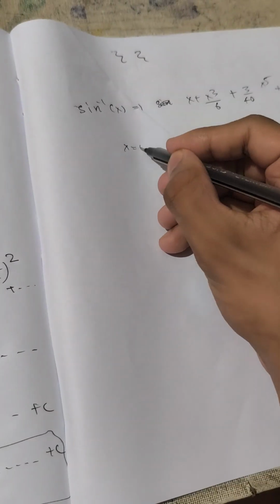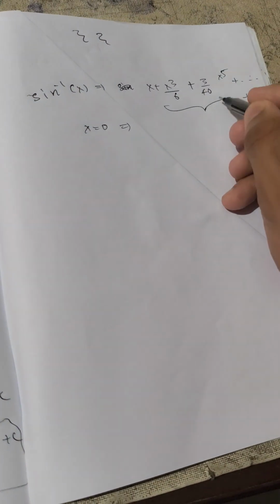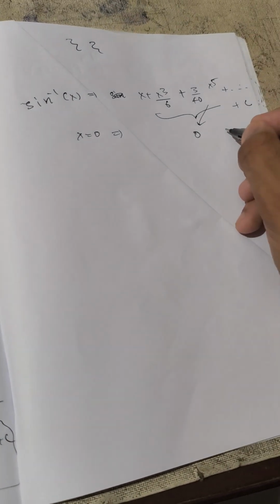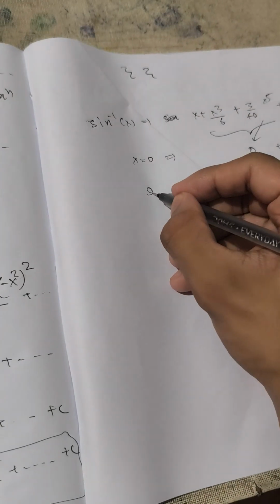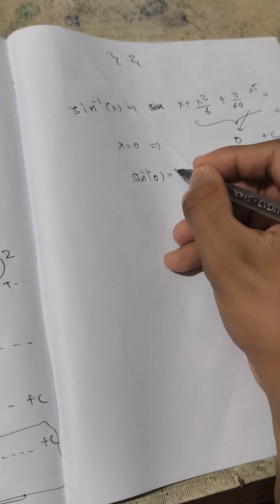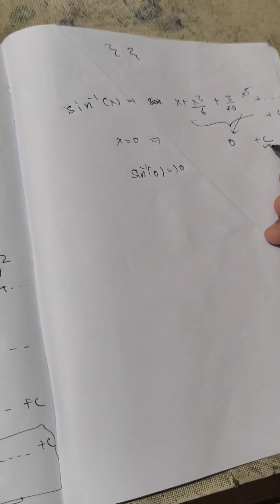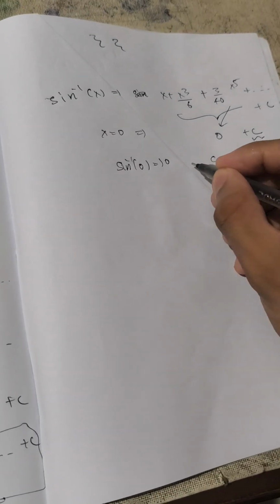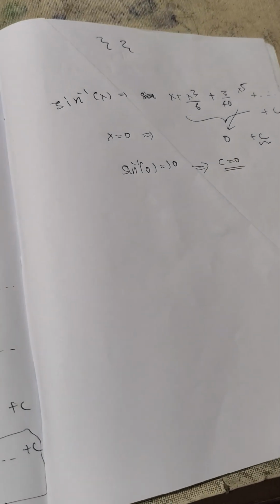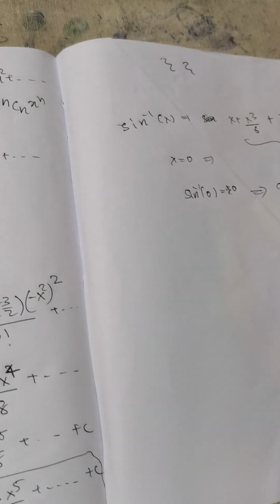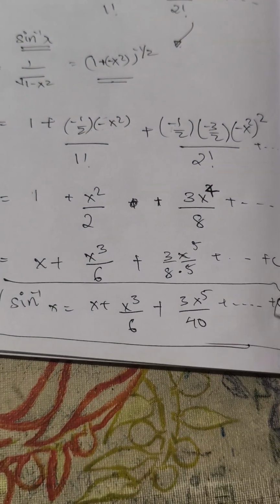If you put x equal to 0, this implies this whole thing becomes 0. And then you have plus c. Now we know sine inverse of 0 is 0. So that means this constant of integration is also 0. Okay? So from that, you'll get the series expansion of sine inverse x is this.